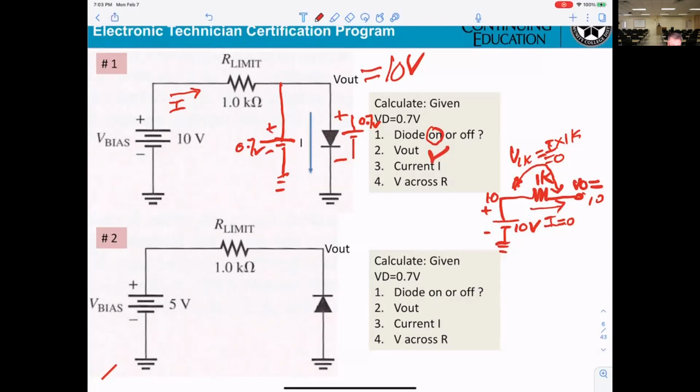Yeah, the guy. Oh, no, it's 0.7. 0.7, because you said you got 0.7 there. Okay, I'm telling you.